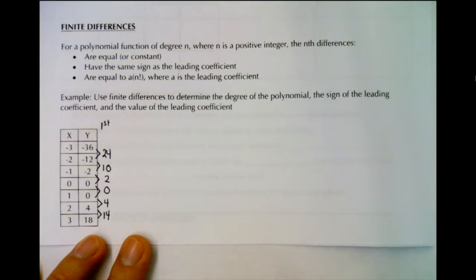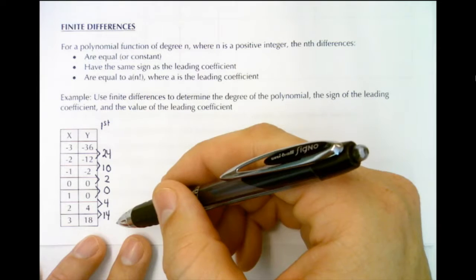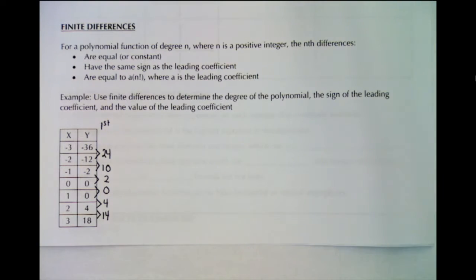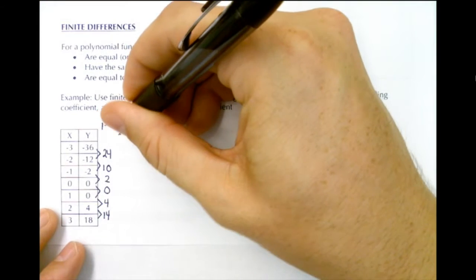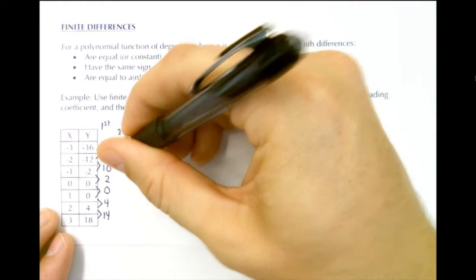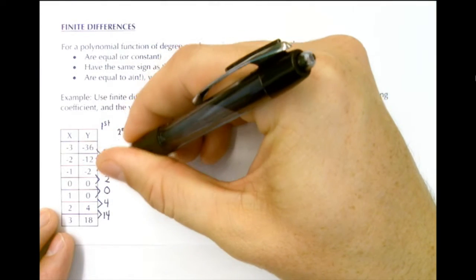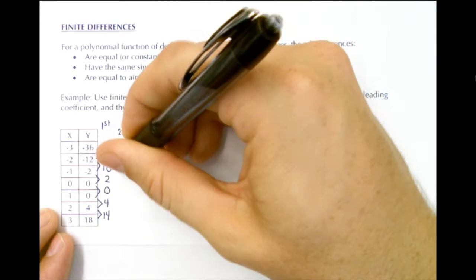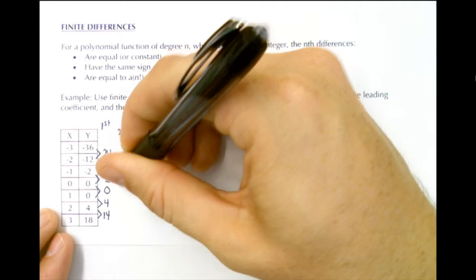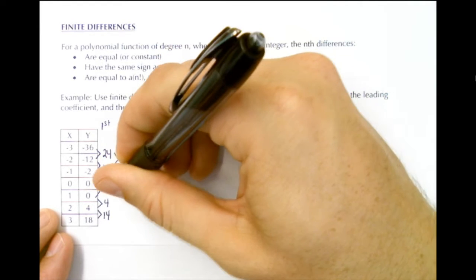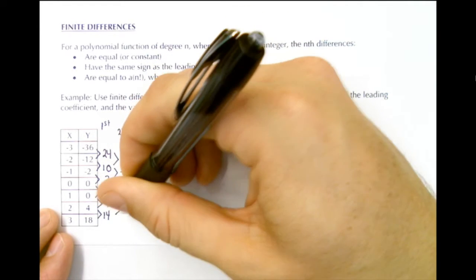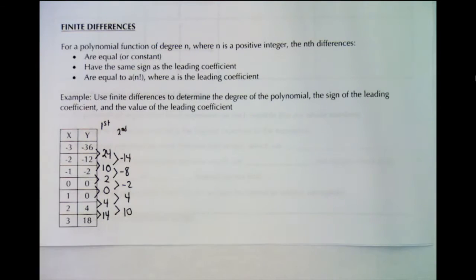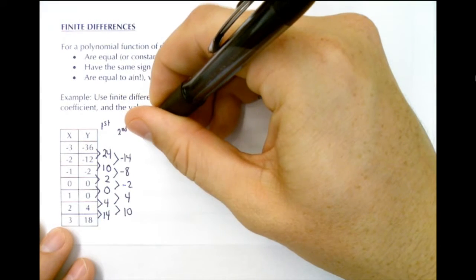So what you can see here is that the first differences aren't constant, so we don't have a linear relationship. But we can keep going. We could find the second difference. Here we're decreasing by 14, so 10 minus 24 is negative 14. Again, decreasing, this time by 8, decreasing again by 2, increasing by 4, and increasing by 10. So the second differences aren't constant, so we don't have a degree 2 polynomial, we don't have a quadratic, we don't have a parabola.